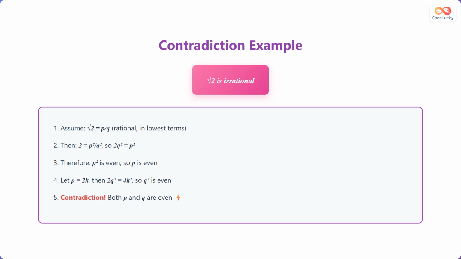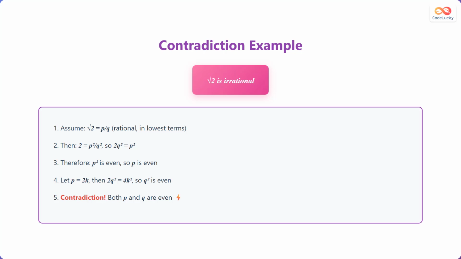Let's consider a classic example, proving that the square root of 2 is irrational. Assume the opposite, which is the square root of 2 can be written as p over q, where p and q are integers in their lowest terms, meaning they have no common factors other than 1. Then 2 equals p squared over q squared, so 2q squared equals p squared. Therefore, p squared is even, which implies that p itself is even.